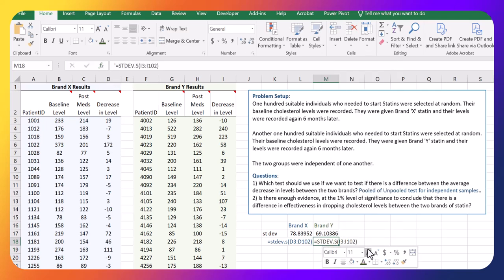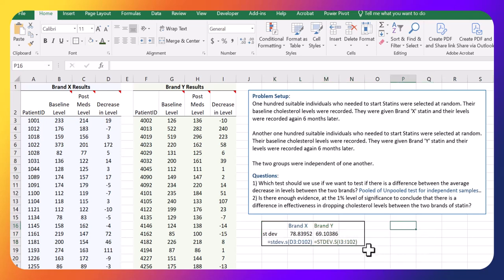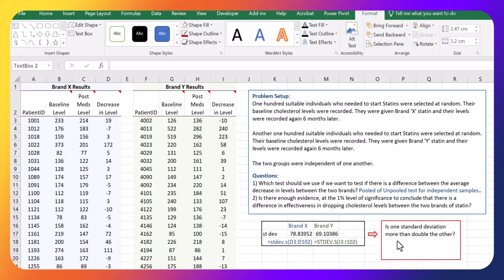Okay, so now this calculation is what we do to determine pooled or unpooled. What we want to check is if one of these is more than double the other one. That's what we're really looking for. And if one of them is double the other, then we use an unpooled variance test. If no, if one is not double the other, then we use a pooled variance test.